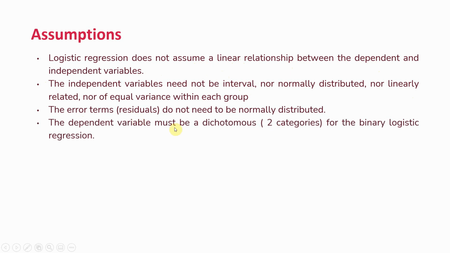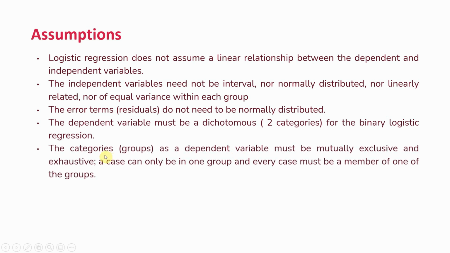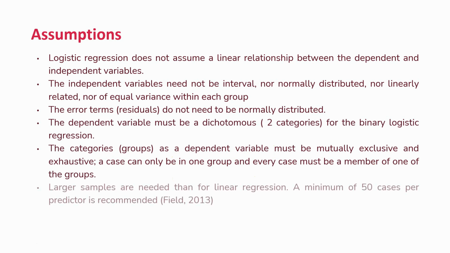The dependent variable should be dichotomous with 2 categories. The categories, that is your groups, as dependent variable must be mutually exclusive and exhaustive. A case can only be in one group, and every case must be a member of one of the groups. For example, you can either choose public sector bank or you can choose private sector bank.